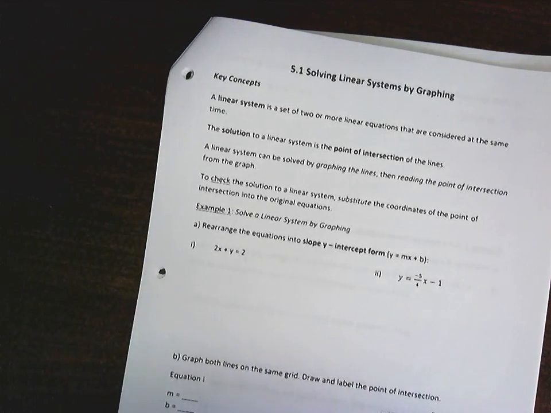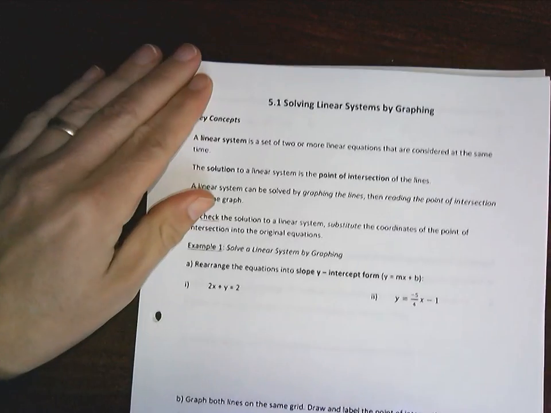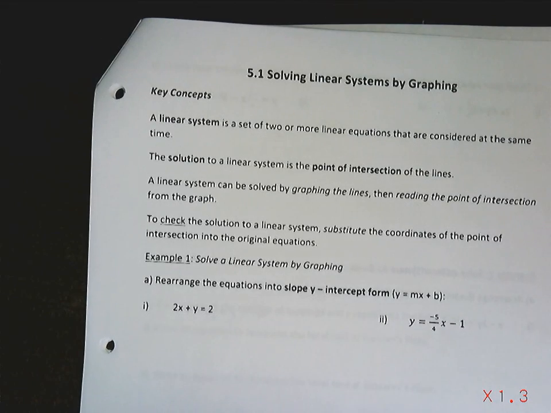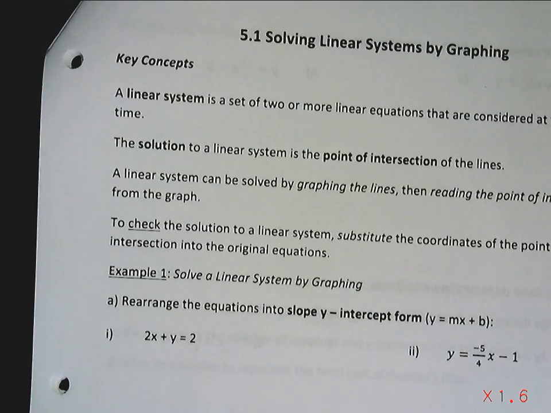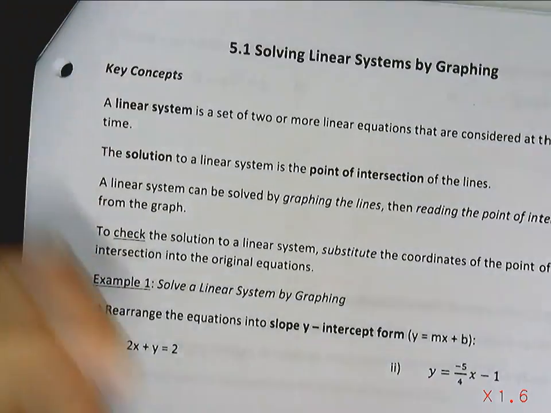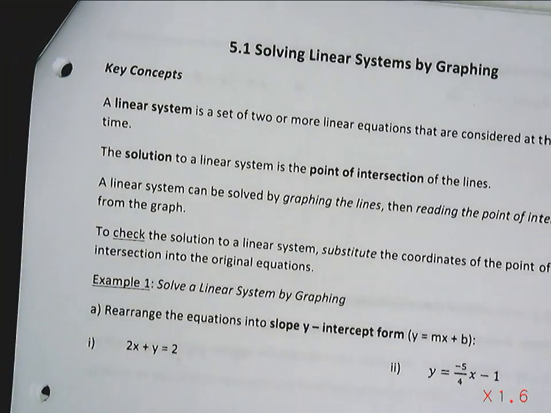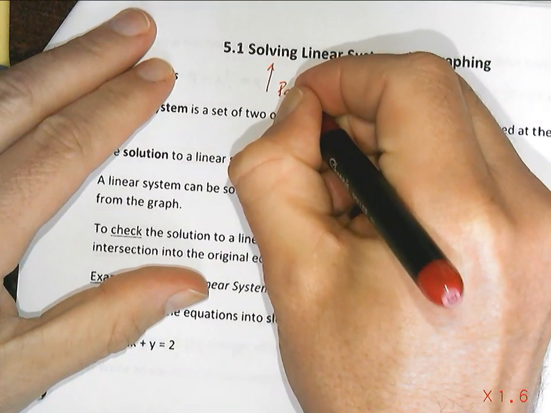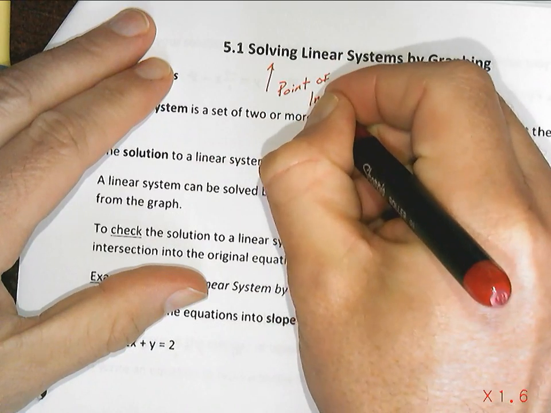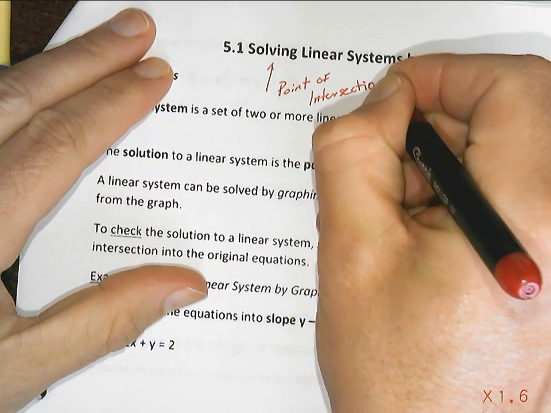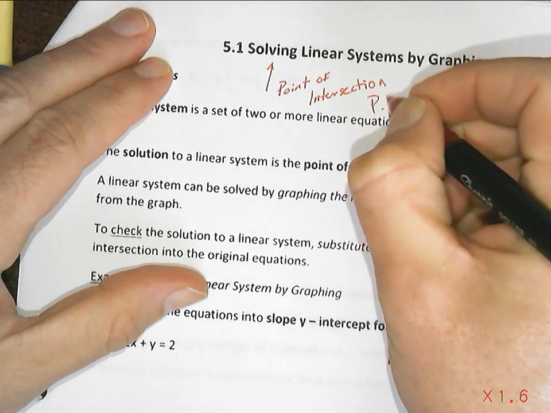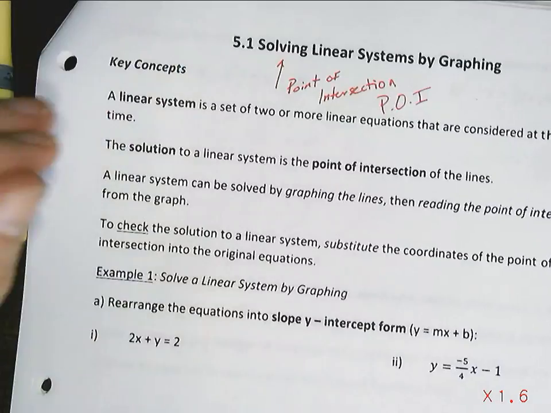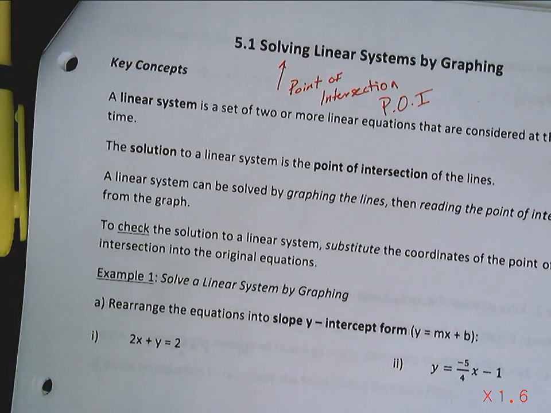Lesson 5.1, solving linear systems by graphing. Now, what an interesting question, solving. So what is it going to mean to solve for a system of linear equations? Well, it's going to mean to find the point of intersection. So wherever our lines cross is what we call a point of intersection. And that point of intersection, since we're all mathematicians and mathematicians are lazy, is going to be POI, or point of intersection. That'll be our short form for point of intersection.